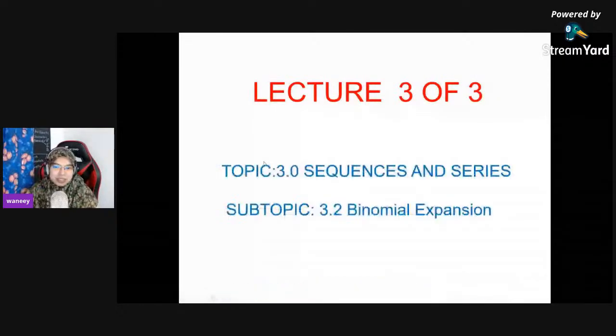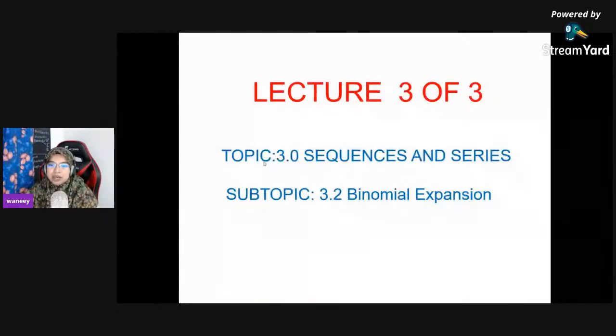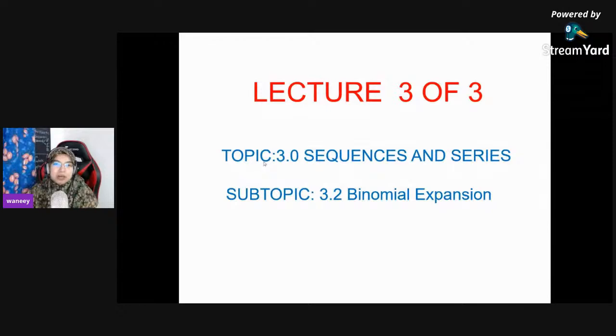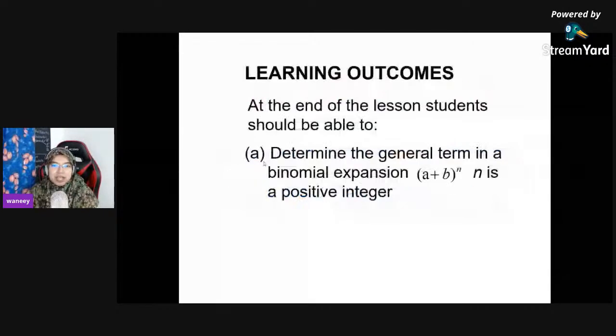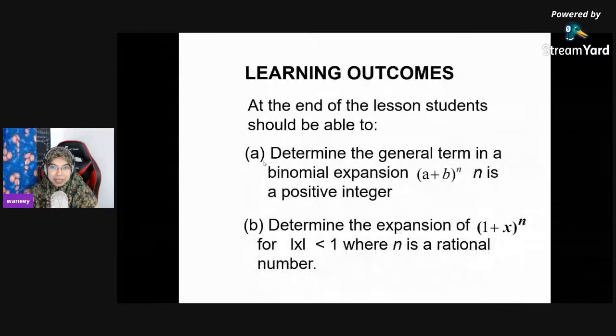Okay, so this is still sequences and series. So we are at binomial expansion. So we are going to continue from the last lecture. Okay, so at the end of the lesson, you should be able to determine the general term in a binomial expansion, a plus b to the power of n when n is a positive integer, and then determine the expansion of 1 plus x to the power of n for modulus of x less than 1, where n is a rational number.